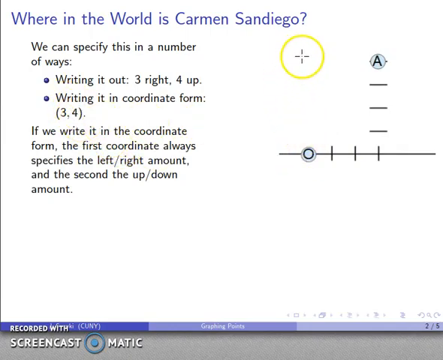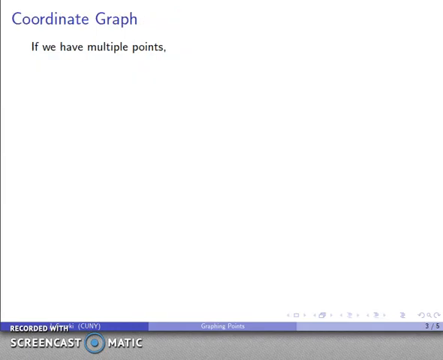Either number by itself doesn't really tell you anything. This says go 3 over: 1, 2, 3. If I go over 3, I'm not at the point. This says go up 4. If I go up 4 from the origin, I'm not at the point. This only makes sense as a set of directions if I have both. Also, when we write this in coordinate form, the first coordinate always specifies the left, right, the horizontal amount, and the second always specifies the up, down, the vertical amount.